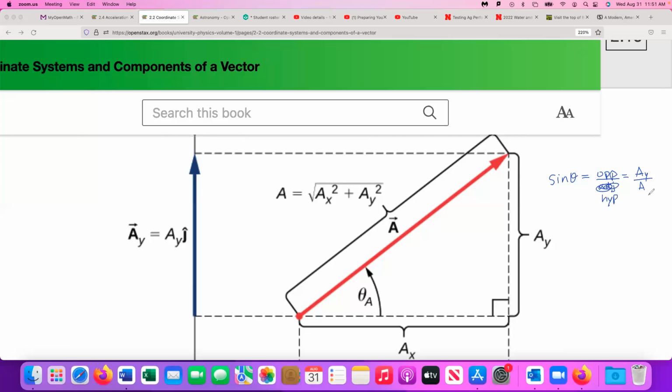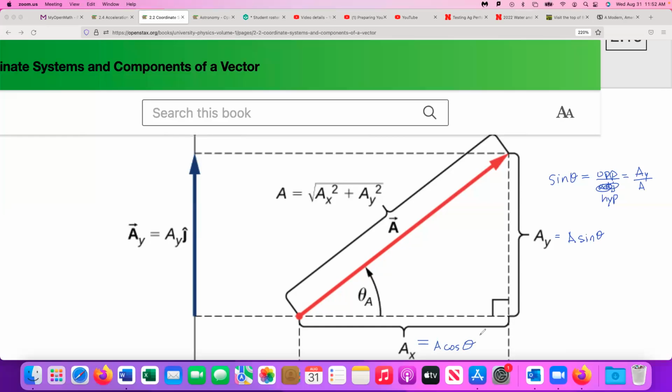Then we can solve for A, or we can solve for A sub Y, or we can solve for theta, either way. Most of the time what we'll do is we'll solve for A sub Y by multiplying both sides by A, and we'll find out that A sub Y, the magnitude of the Y component, is equal to the magnitude of the entire vector times the sine of the angle theta. And similarly, we find that the magnitude of the component A sub X is equal to the magnitude of the vector A times the cosine of theta.